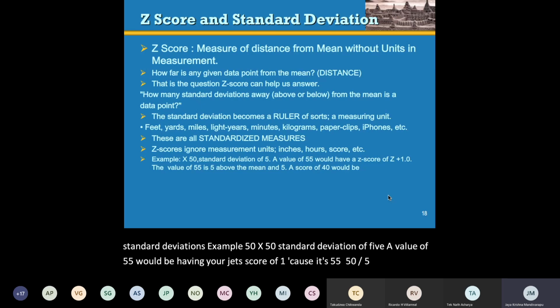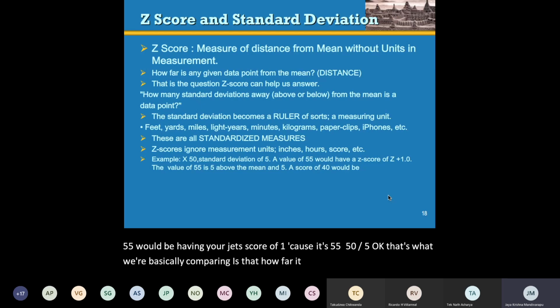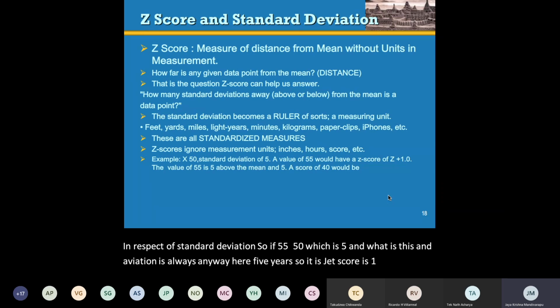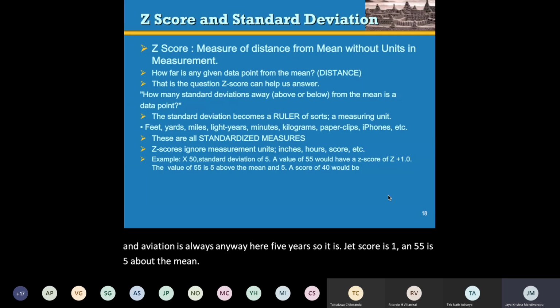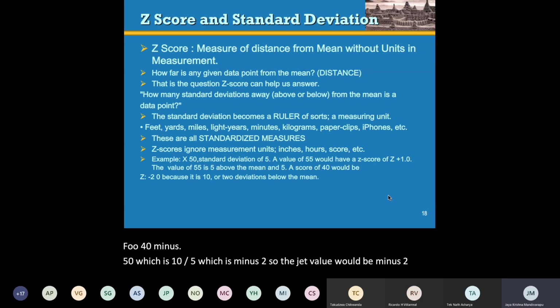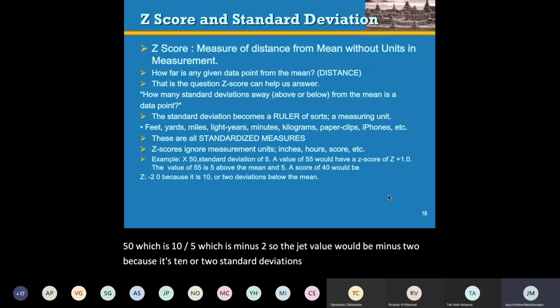That's what we are comparing: how far a value is from the mean in terms of standard deviation. 55 minus 50 is 5, and the standard deviation is 5, so the z score is 1. And what would a score of 40 be? 40 minus 50 is minus 10, divided by 5, which is minus 2. So the z value is minus 2, because it's 2 standard deviations below the mean. If it is below the mean, it's minus. If it is above the mean, it's plus.